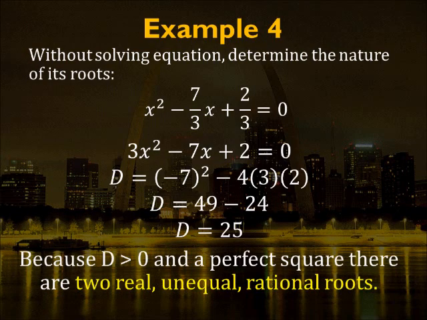So because you have a perfect square and the discriminant is positive, you have two real unequal rational roots. Because the discriminant is positive, you have two real unequal roots. And because the discriminant is a perfect square and you have integral coefficients, those roots are rational. So you have to apply both tests to see what type of roots you have.